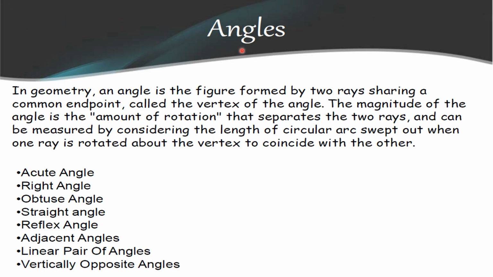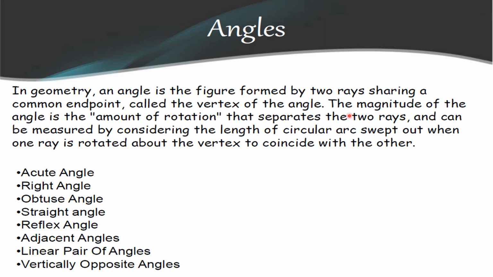Now come to angles. In geometry, an angle is the figure formed by two rays sharing a common endpoint called the vertex of the angle. Okay, my children, we have already learnt about an angle. An angle is a geometrical figure formed by two rays sharing a common endpoint. What is that endpoint called? Vertex of the angle. And what are the two rays called? Arms of the angle or sides of the angle. Do you remember this point, my children?